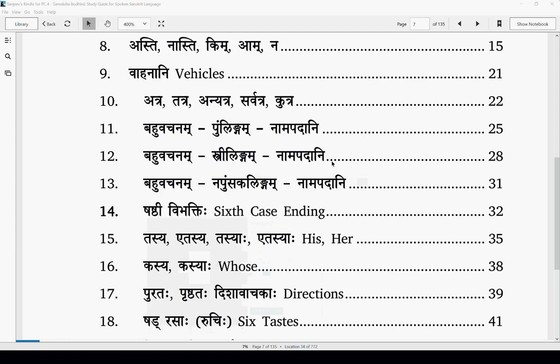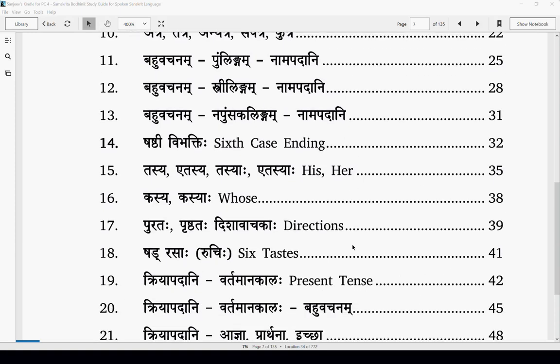Atra, here; tatra, there; anyatra, somewhere else; sarvatra, everywhere; kutra, where, that is the question. Bhavachanam, pullingam, strilingam, apunsakalingam, shasthi vakti, which we saw: tasya, etasya, tasyaha, asya nama, bhavataha nama. Shasthi is possessive.